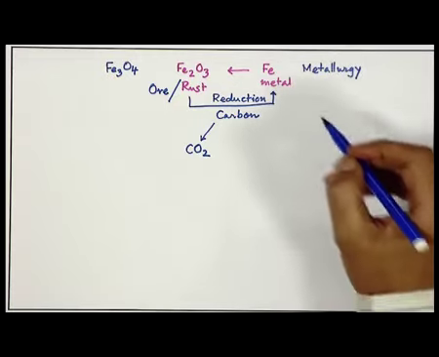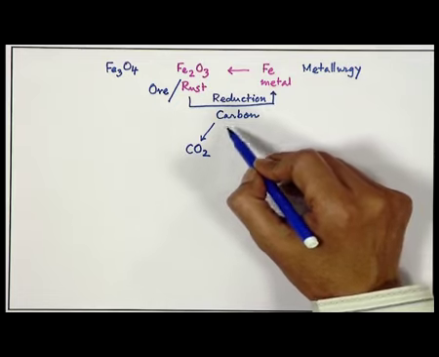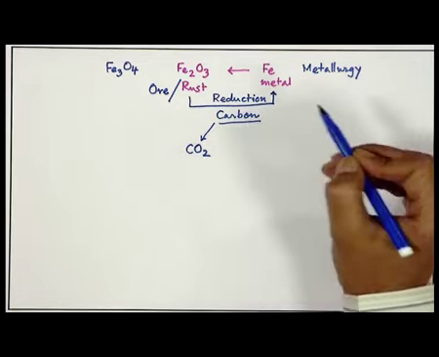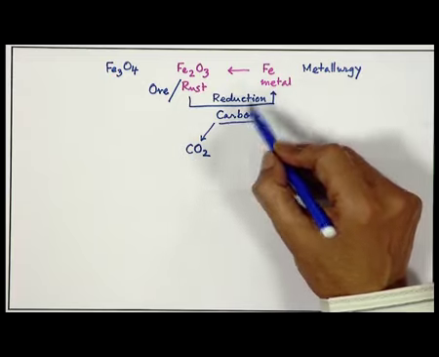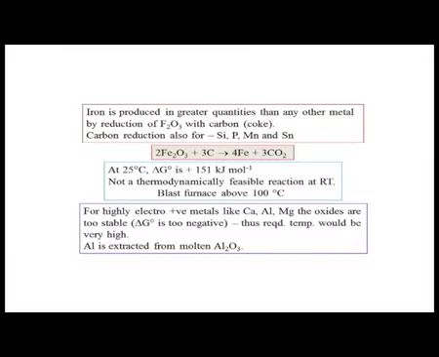So, this metallurgical process will involve the corresponding choice of the reduction. So, carbon will be our reductant, which can be utilized for the reduction of iron from its ore. So, iron we can produce in greater quantities than any other metal by reduction of Fe2O3 with carbon or coke. So, that is the typical methodology we use for getting iron from its ore. Carbon reduction is also feasible for other oxides.